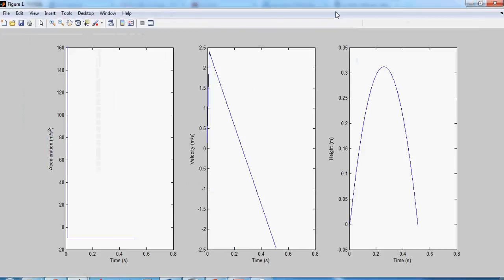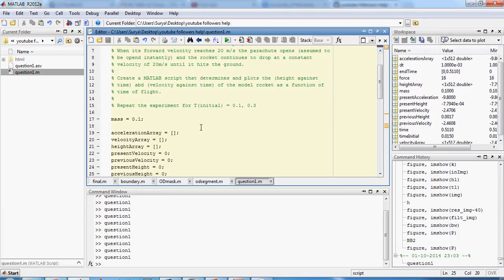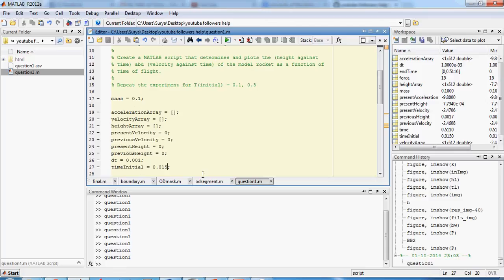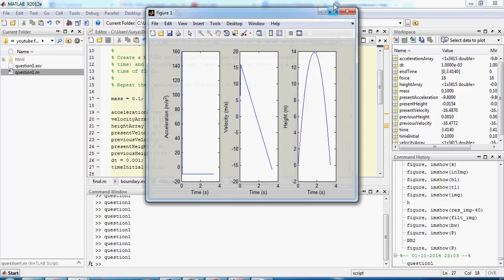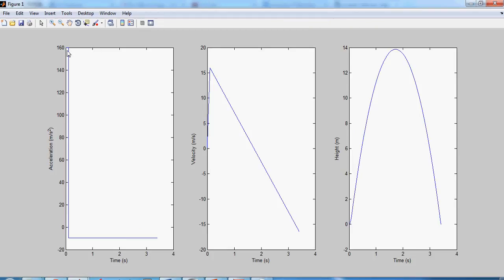So yeah, this is for T initial equal to 0.015 seconds. Until 0.015 seconds, the acceleration is 160, and then the acceleration is minus 9.8, which is under gravity. So the velocity is like this and the position is like this. Next, let us run the code for T initial equal to 0.1. Until 0.1 second, the acceleration is 160 meter per second square. And then after that, it's minus 9.8 meter per second square. But the velocity is still less than 20, so the parachute doesn't open now. And this is the plot of the height.